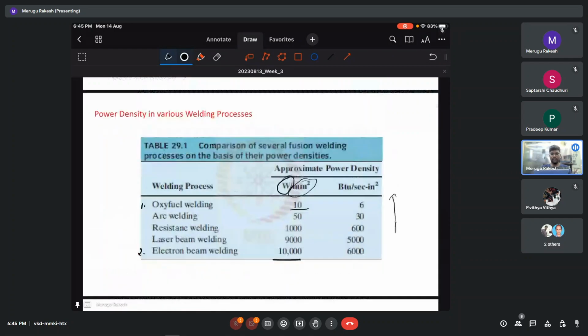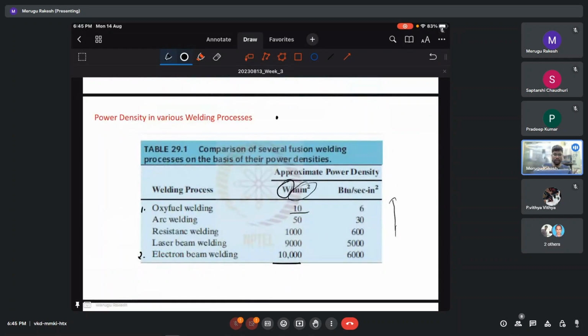So basically, if you have a small spot in which you can focus a very high amount of energy, there is very little time to conduct this heat into the base material. But if you have a lower power density, you are heating the entire surface area, so there is a very good chance for conduction. If all the energy is going by conduction to the parent material, it is very difficult to weld the two components. That's why selection of power density is very important.